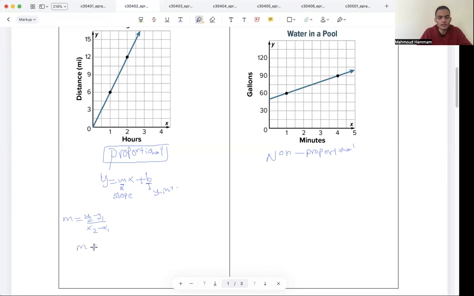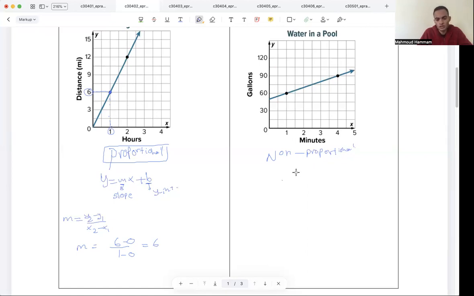To get the m, I can simply divide 6 over 1 to get the 6. If someone used the rule, it will also be correct: 6 minus 0 over the change in x, 1 minus 0. So again, I'm working with this point. What is y here? It is 6. And what is x? It is 1. So we can simply say that 6 over 1, which is the slope, is equal to 6.